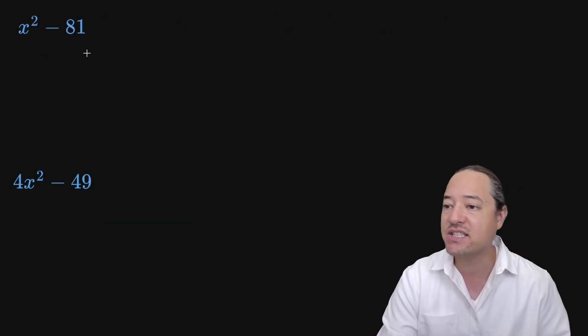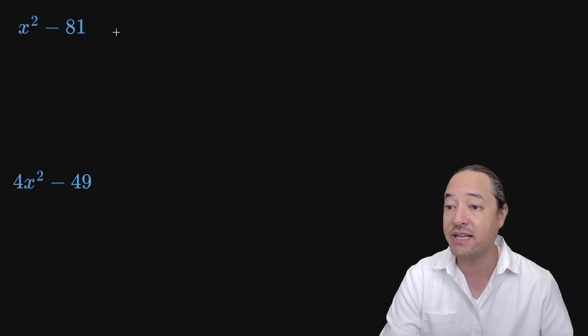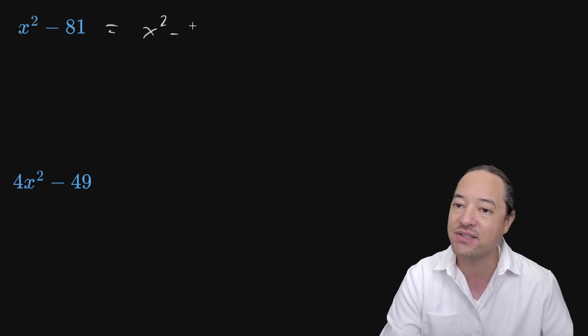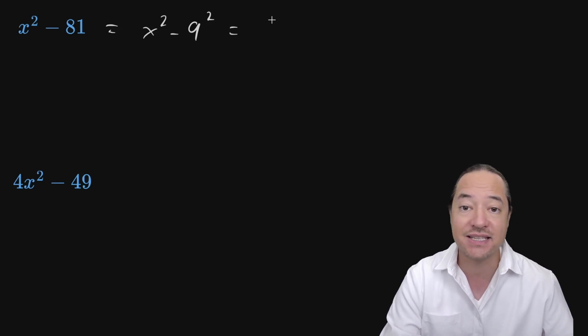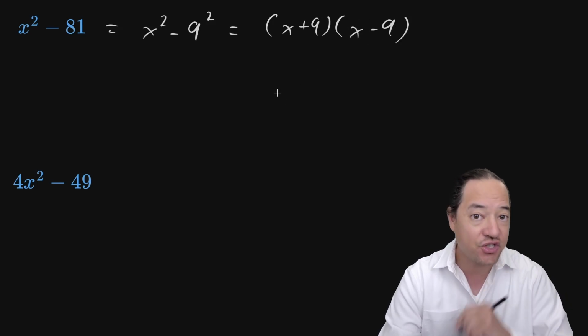So this next example here is x squared minus 81, and I want to think of this as x squared minus 9 squared, right? And so what our rule is telling us is that this can be written as some x plus 9 times some x minus 9, right? That should be our answer.